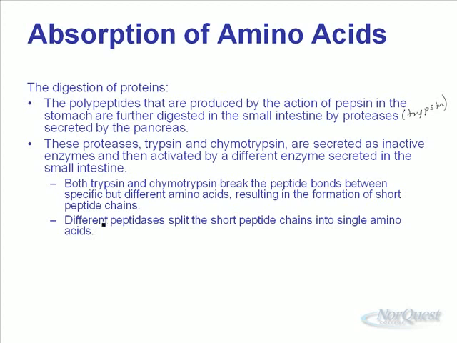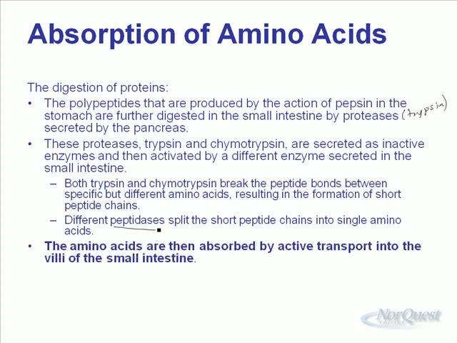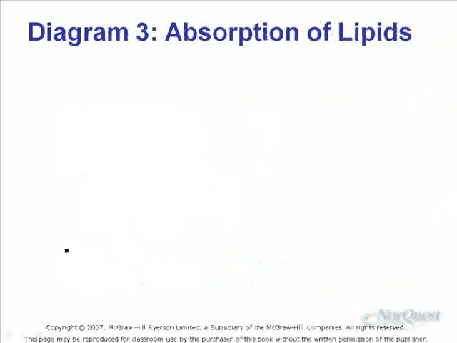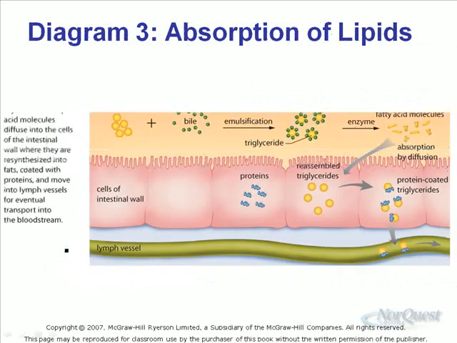And then we have a whole bunch of peptidases splitting up those short peptide chains into single amino acids. The amino acids, just like the glucose, are absorbed by active transport into the villi of the small intestine and then transported from our blood into the liver. And then the liver can distribute those proteins out to the rest of our cells.